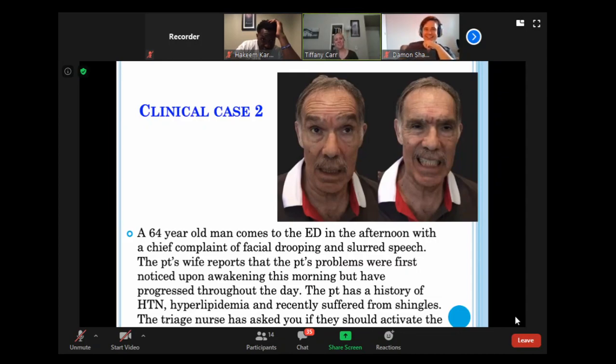So a 64-year-old man comes to the emergency department in the afternoon. Chief complaint, facial drooping and slurred speech. His wife reports that the patient's problems were first noticed upon waking this morning, but it progressed throughout the day. Patient has a history of hypertension, hyperlipidemia, and recently suffered from shingles. The triage nurse is asked if they should activate the stroke team. What are you guys thinking?